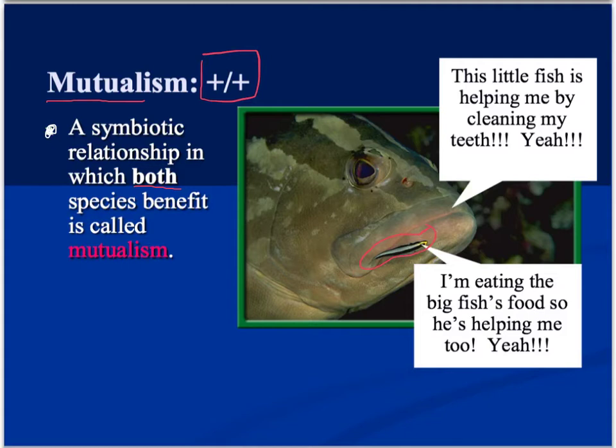And even though it's really gross to think about, the little fish is benefiting because that bacteria inside the big fish's mouth is actually the food for the little fish. So the little fish gets food and the big fish gets cleaned, and that's why it's considered positive for both. Good for the big fish, good for the little fish. That's mutualism.